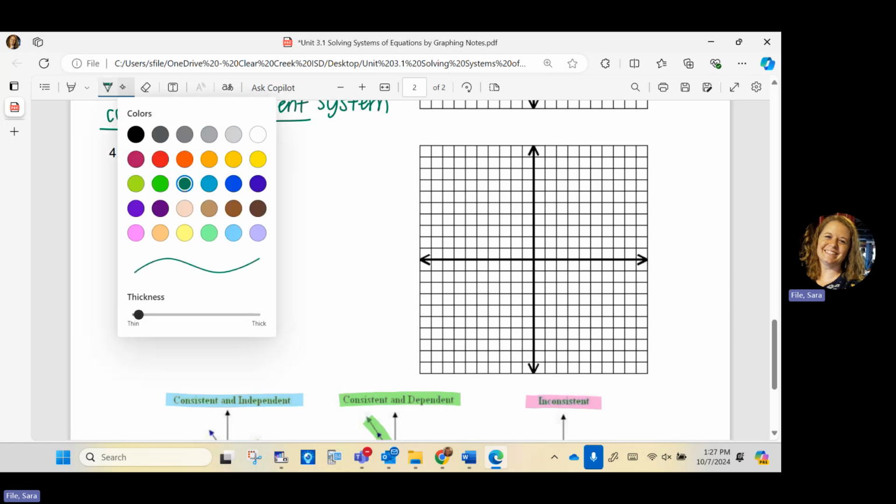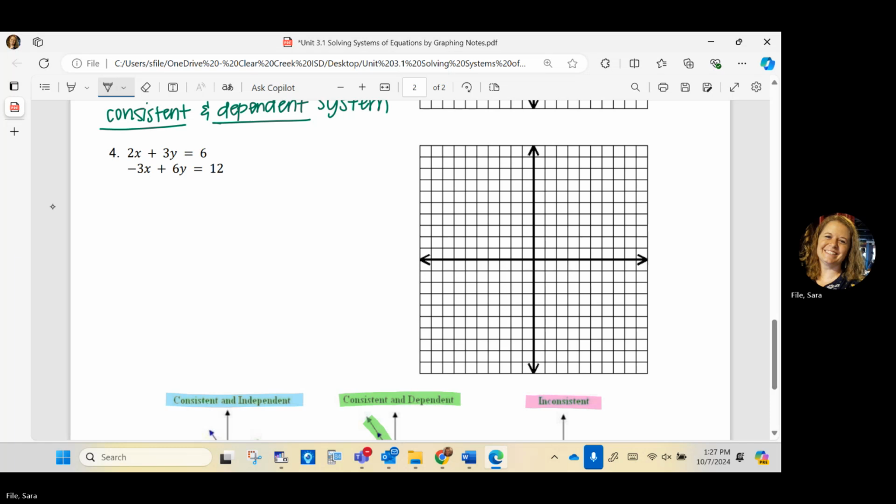I'm going to do the same process. I'm going to solve this equation for y. We're going to solve for y by moving the x. Okay, and then divide out the 6 to get the y by itself. So the 3/6 reduces to 1/3 x, and the 12/6 is just a 2.